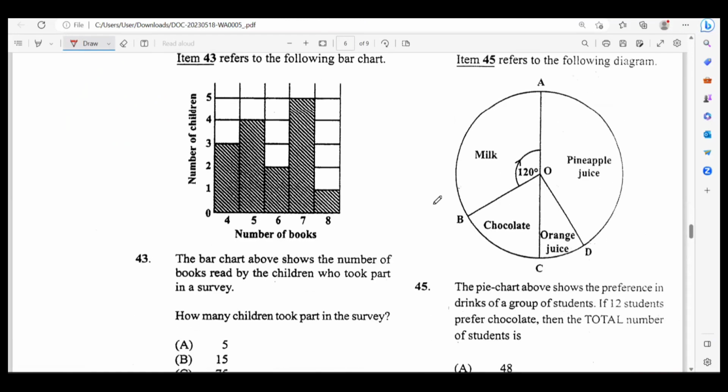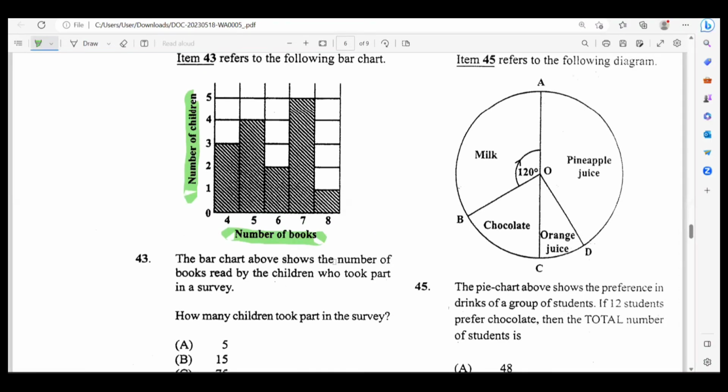All right, so they're saying item 43 refers to the following bar chart, the number of children. I want you to take note of important things. This is important to what we're doing. So you read the axis so that you know what is being said. Also, you want to read this axis as well. So we want to read the vertical and the horizontal axis, the X and the Y axis, to know what it is talking about so that we could respond.